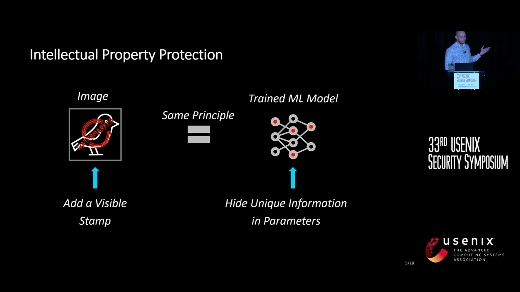For the image domain, if we want to verify the watermark, it's easy. We can just look at the image and see if the watermark is there. For the machine learning model, of course, it's more complicated. You can look at the parameters, but probably you won't recognize anything.